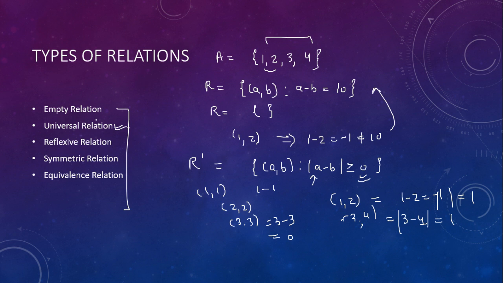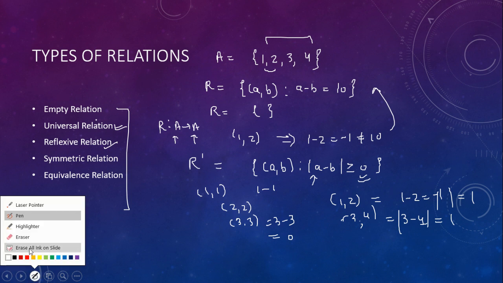That means each element of A is related. If the relation is going from A to A, that means the first element of the ordered pair and the second element of the ordered pair are both from A. So that means each element will come under this category. So that is universal relation. Now another one is reflexive.